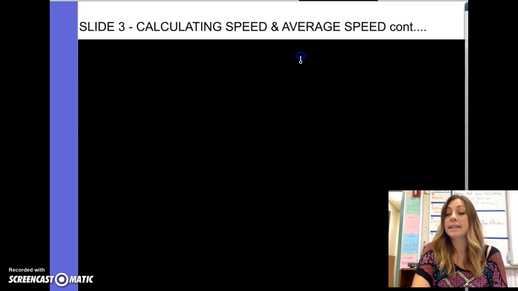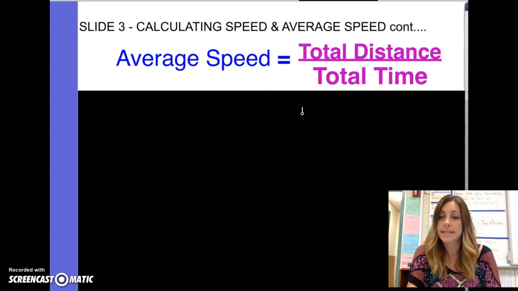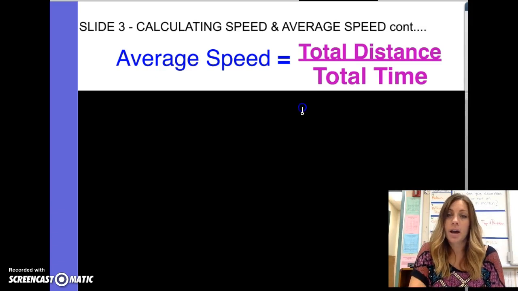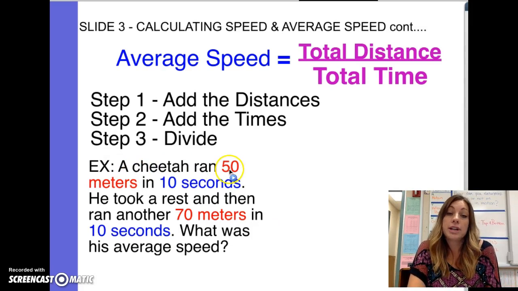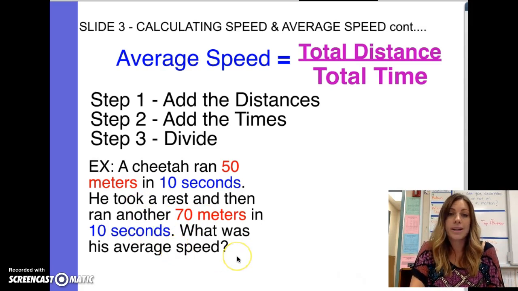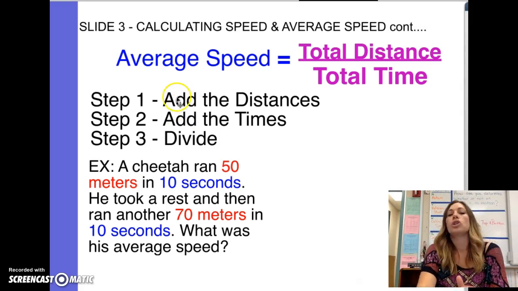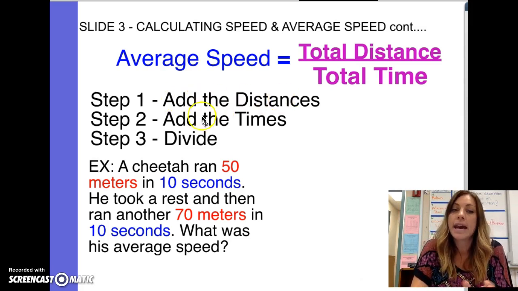Now, average speed is a little bit different. Average speed means you get total distance and divide it by the total time. So for example, let's say that a cheetah runs 50 meters in 10 seconds, takes a break, then runs another 70 meters in 10 seconds. Well, here you have two distances and you have two different times. Here are the steps. If you have two different distances or two times, you would first add the distances, then add the times, and then you would divide.